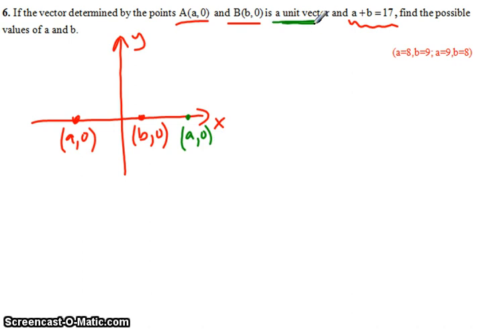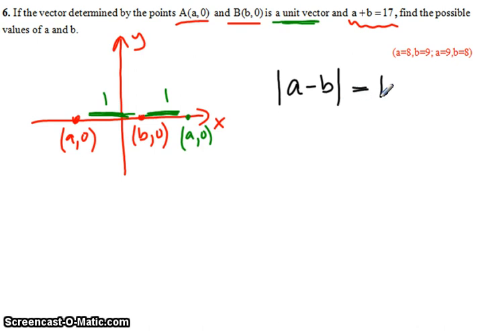So either way we talk about it, this distance here between A and B must be equal to 1. And we've studied a function that does this exact same thing. That's right, it's the absolute value. If we take the difference of the 2 points, regardless of which is larger, we know that if it's a unit vector, that distance has to be equal to 1.